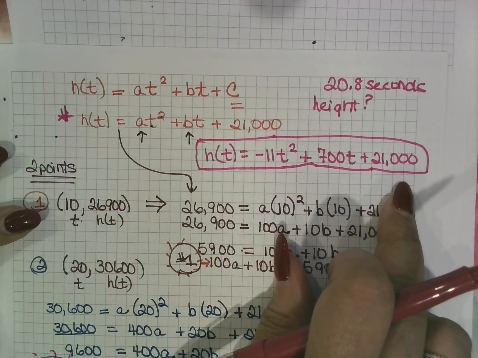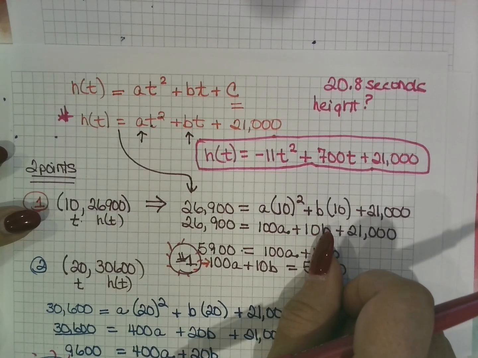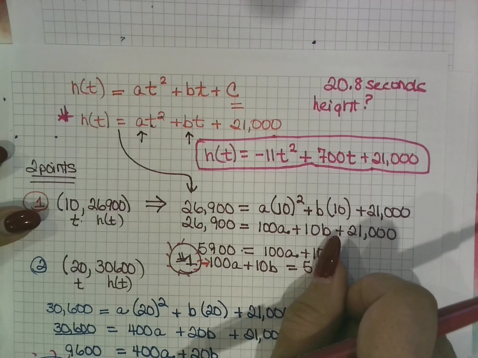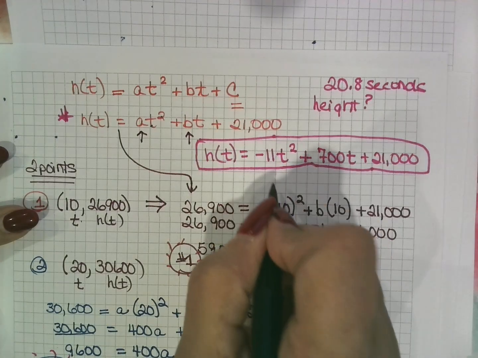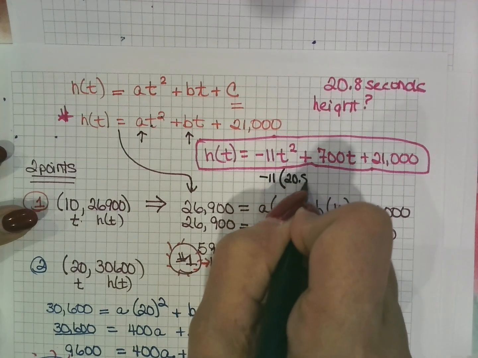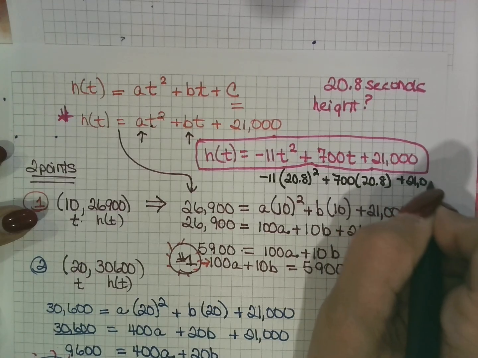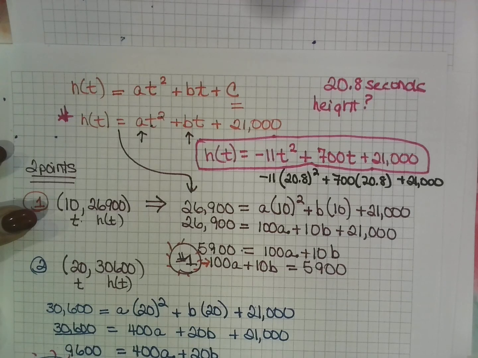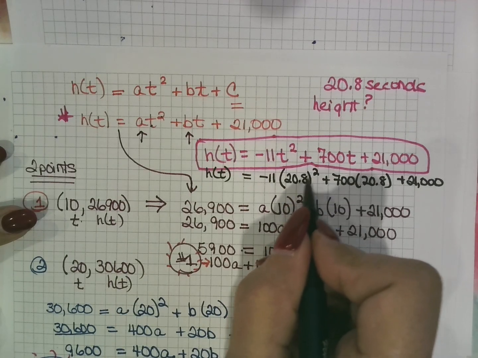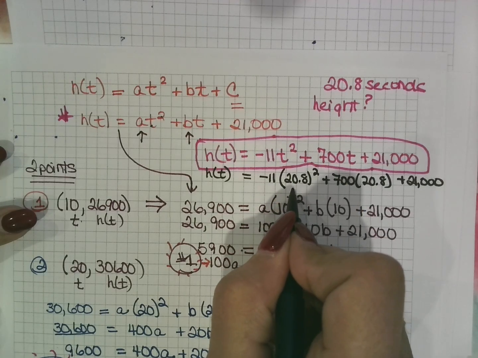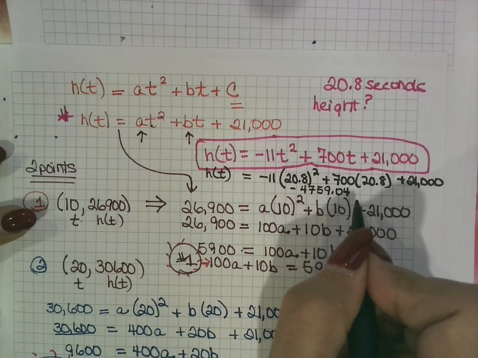So we want to know what the height is when people are floating in the plane. If we have our equation and our time is 20.8, all we have to do is plug in 20.8 for t, and that's going to tell us how high the plane is when people are feeling weightlessness. Okay? So let's do that and then we're done. So we've got negative 11 times 20.8 squared plus 700 times 20.8 plus 21,000. Now obviously use a calculator, guys. Don't do this by hand. This is silly. Make sure you do your order of operations. So do 20.8 squared first, then multiply by negative 11. You're going to get minus 4759.04. Then do 700 times 20.8.